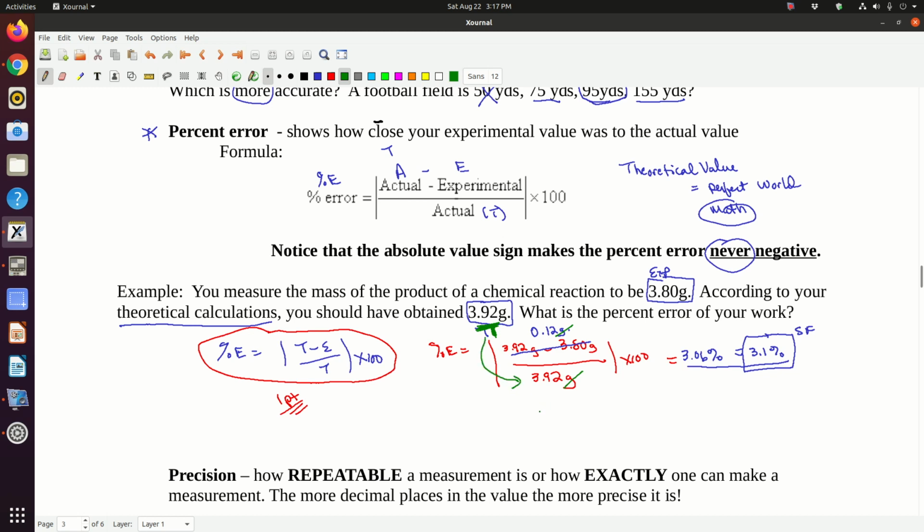Okay, because whatever you divide by will make the difference in this equation. I always like to mark up my questions by putting experimental or theoretical when I'm reading it, to make sure I put it into the right spot. All right, now let's move forward with precision.